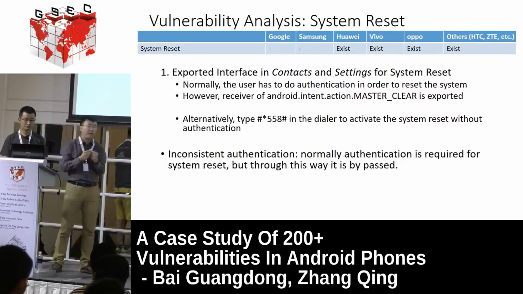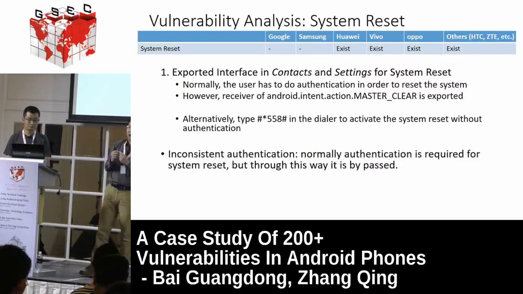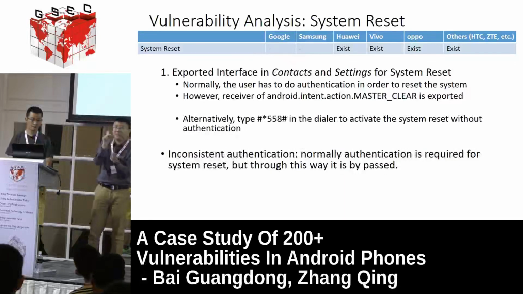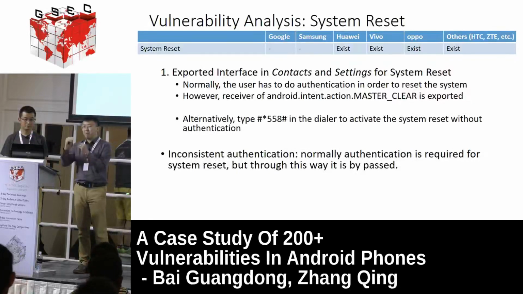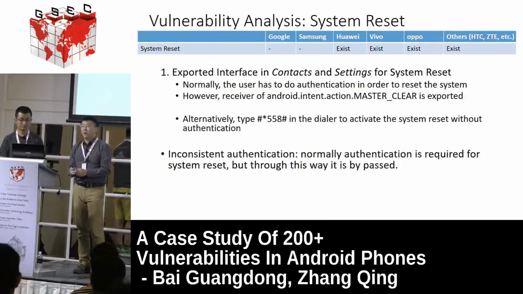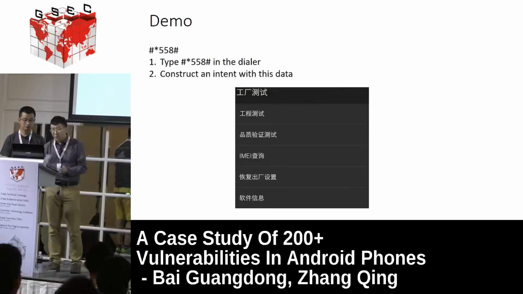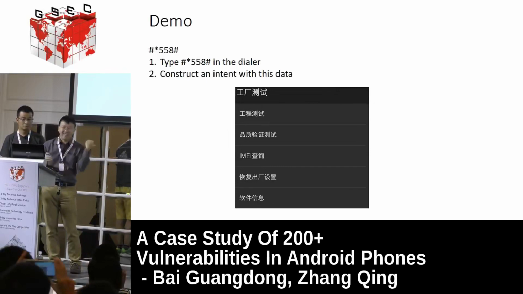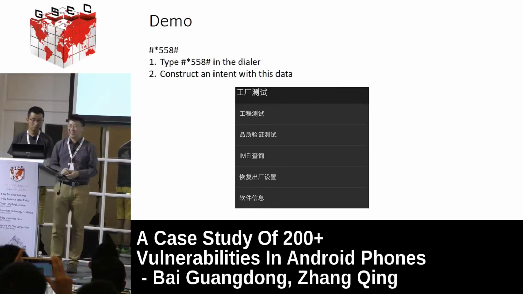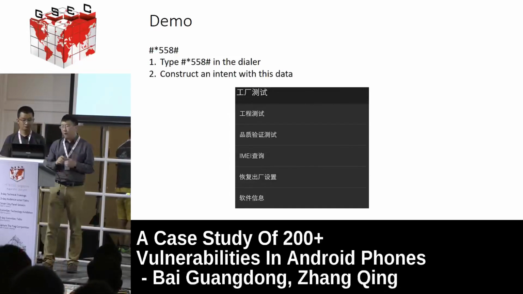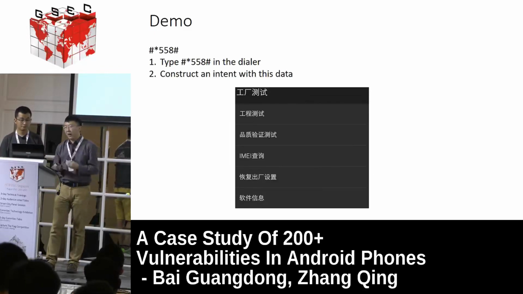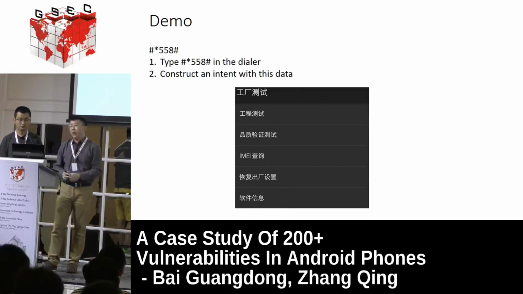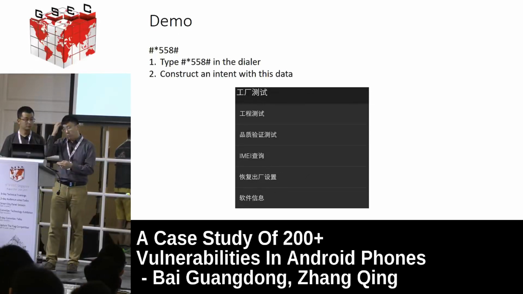The problem here is what we call inconsistent authentication, which means if you go to the system reset from settings, it requires the user to do authentication first. However, there still exist some ways to bypass the authentication. Such a problem also exists in other vendors. Sorry, here it is in Chinese because we didn't have time to prepare an English version. This one is found in Vivo. The same thing, the user can just type this number to activate such an interface to do the system reset. And a malicious application can also construct an intent which can do the same thing, basically.